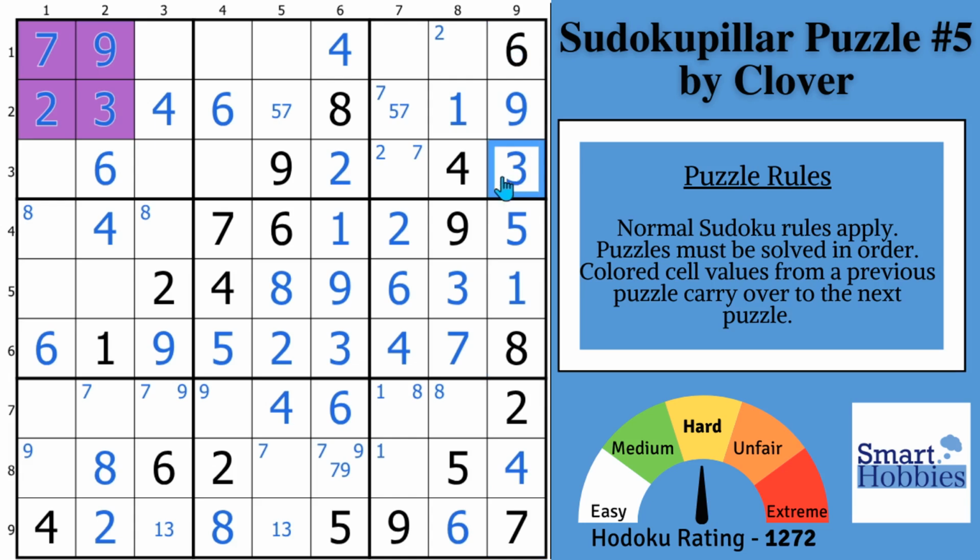And after doing that, you can look in column 8. Just need a 2 and an 8 to finish this. And you'll see that you have the 2 right here, so that's got to be the 8, and that's got to be the 2. And we're going to move this mark.